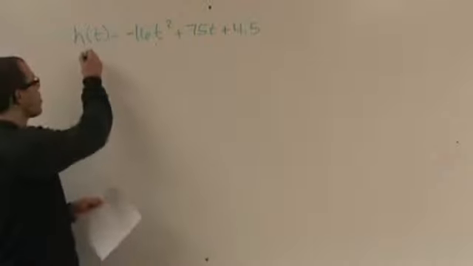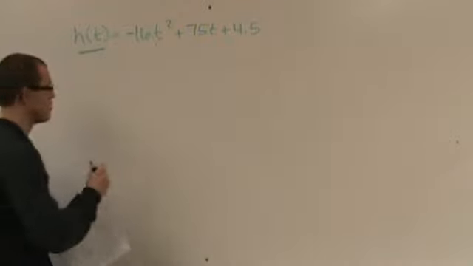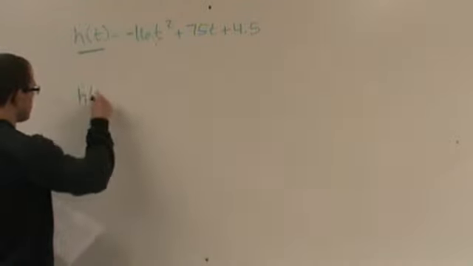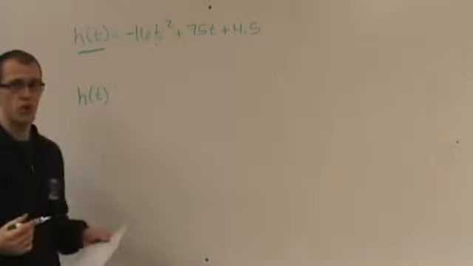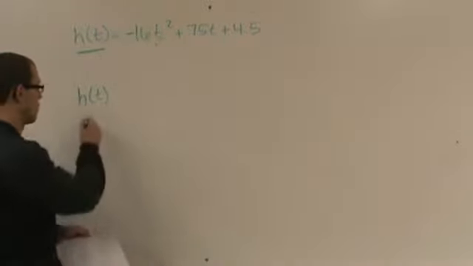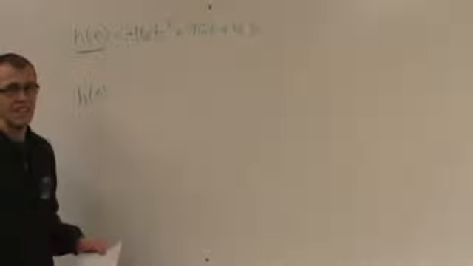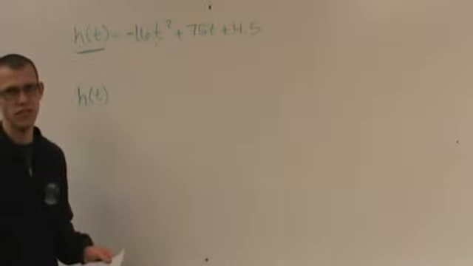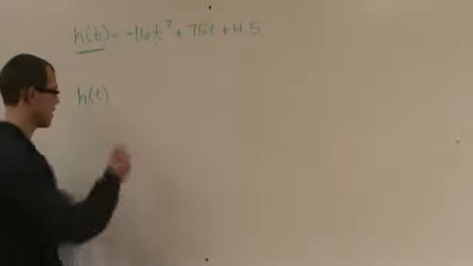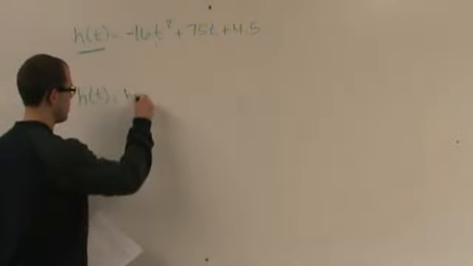First, I want to look at this part right here, h of t. What this represents is height. See the h right there? Kind of makes sense. H and height. Height starts with h. So this means height.